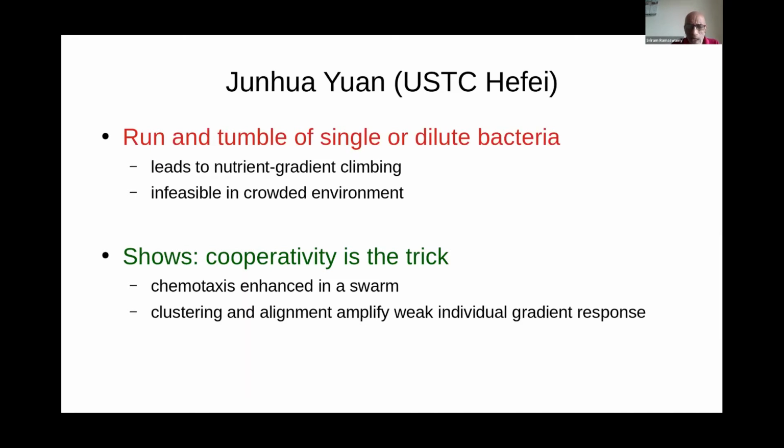And the question is, in a concentrated swarm, how is this phenomenon known as chemotaxis implemented? What Junhua will show us is that clustering and alignment, even though an individual's gradient response can be small in this dense situation, their tendency to come together and to align can amplify this weak individual gradient response and give you effective, enhanced chemotaxis in a swarm. So these are the three talks that will follow mine in this session.